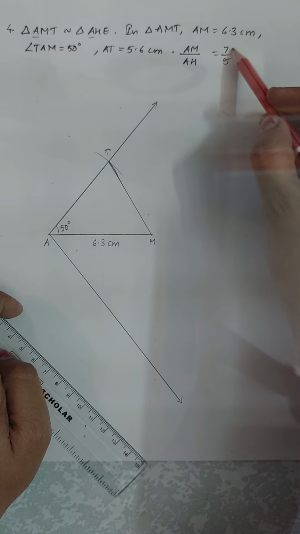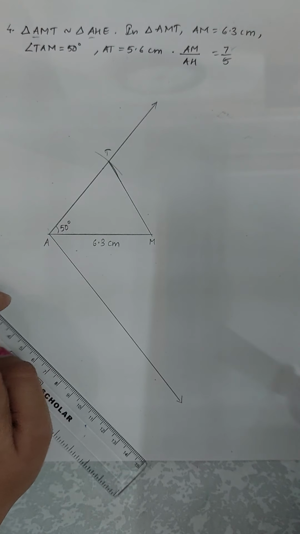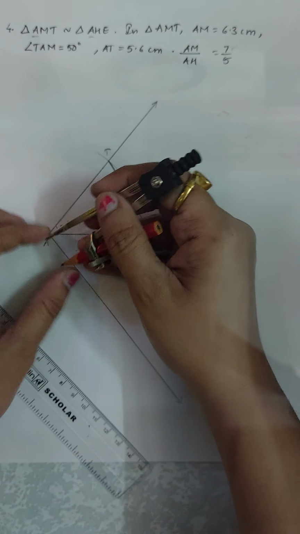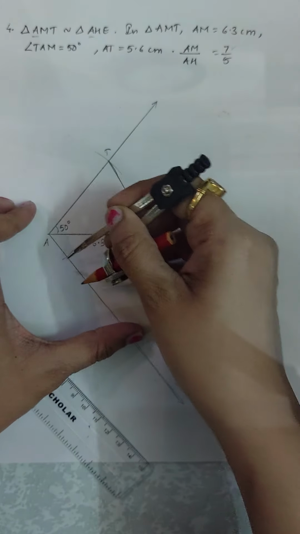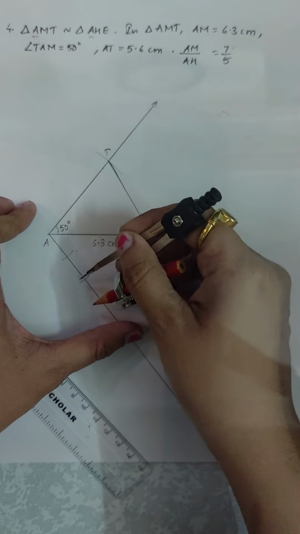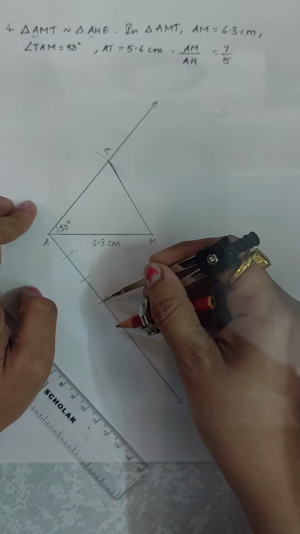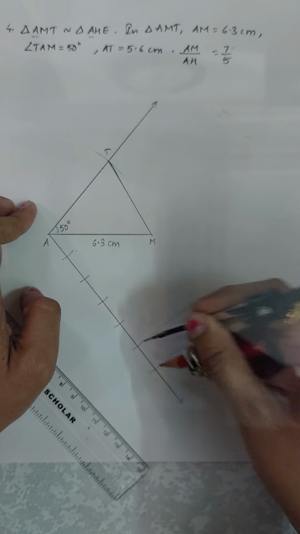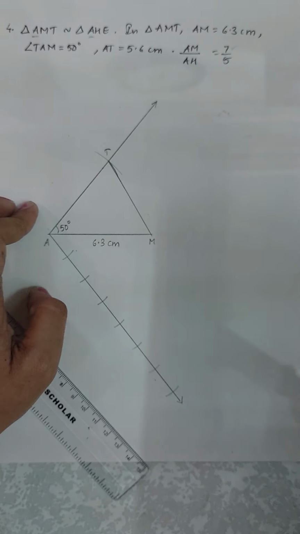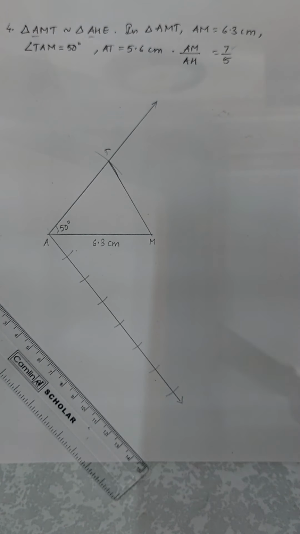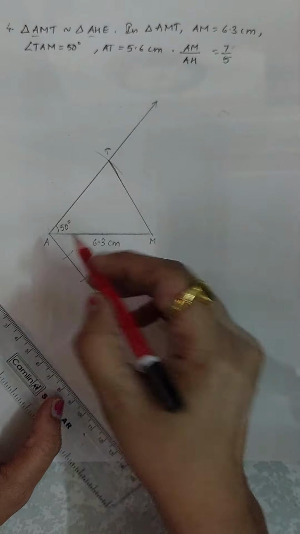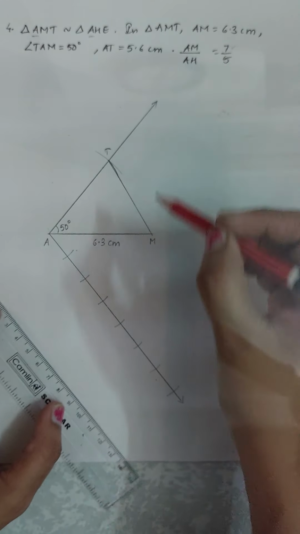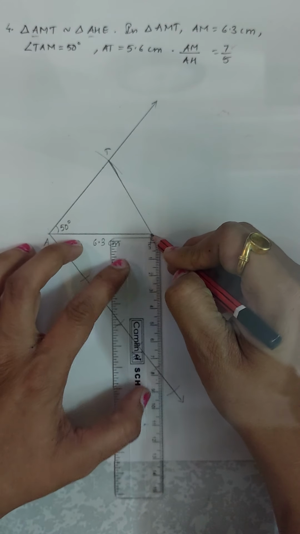Now out of 7 and 5, which is the greater number? 7. So we are going to draw 7 arcs here from this point. How are we going to start? We are going to start from here. We are going to draw 7 arcs: 1, 2, 3, 4, 5, 6 and 7. After this you have to join. Now which triangle is this? This triangle is AMT. Now AM is having how many parts? 7. So we are going to join this with the 7th part.